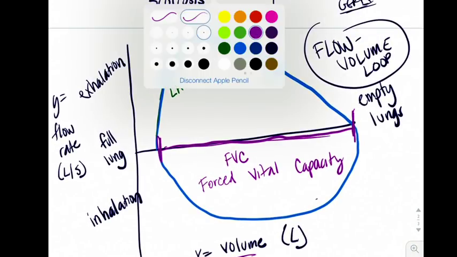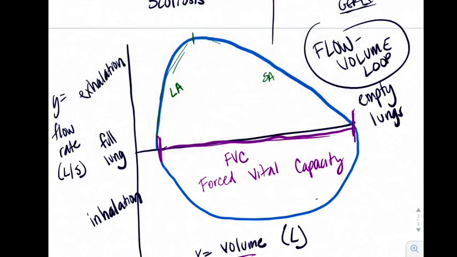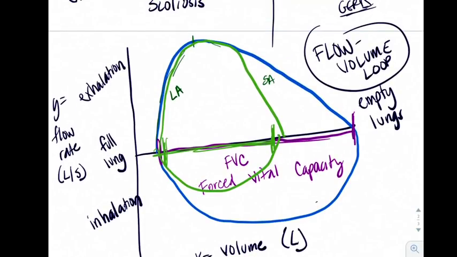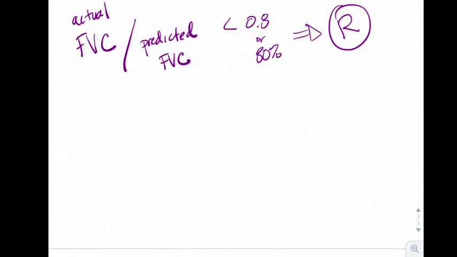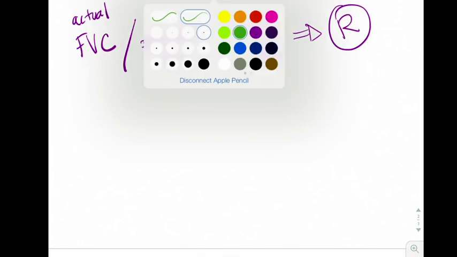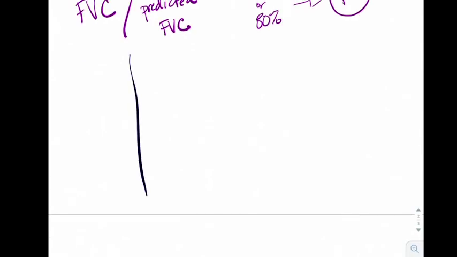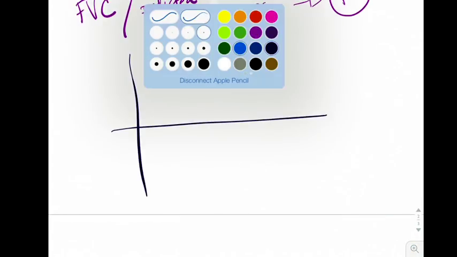So what it'll actually look like, let's say the light blue line is healthy lungs, and this green line is someone with restriction. They'll come in, it'll be much more squatty, it'll come down to here, and as you can see, they've got a much lower FVC. So this is what restriction will look like. Now let's see what happens with obstruction. So we have this flow volume loop here.